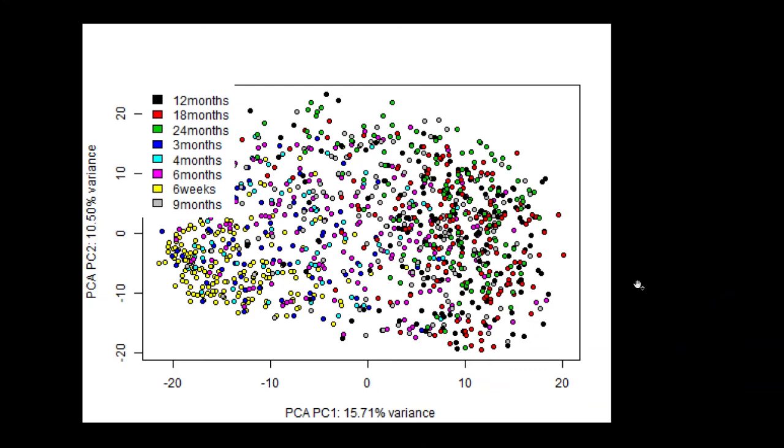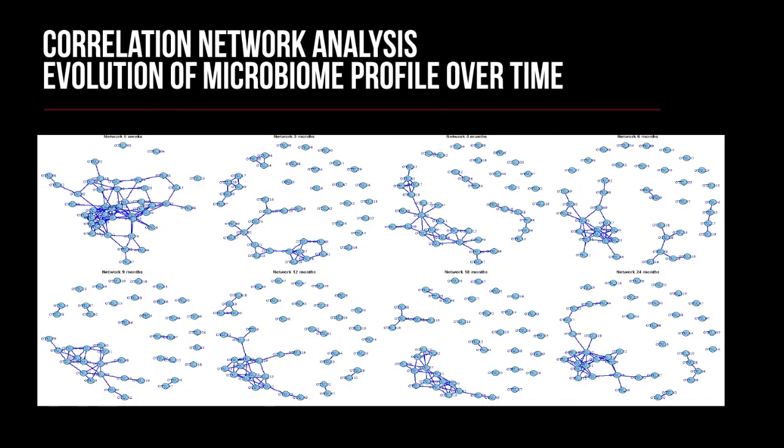And when you look at patterns of microbiomes over time, you see that there's very little variation. So this was just using dimensionality reduction using principal components analysis. There's very little variation in early life, and then it sort of expands later on in life. And we can actually use correlation network analysis to look at the evolution of microbiome profiles over time, because maybe this can elucidate as well different symptoms that children experience over time.